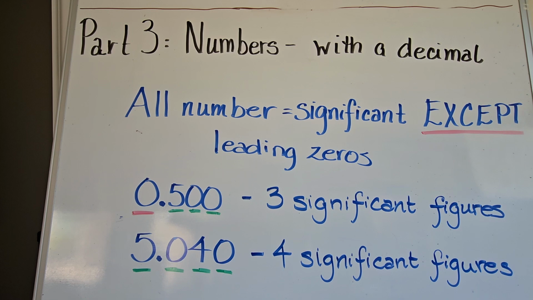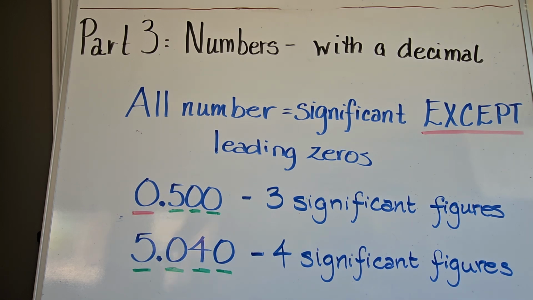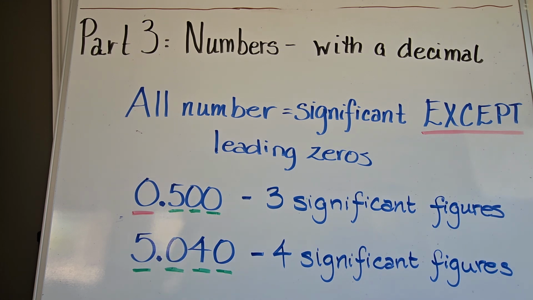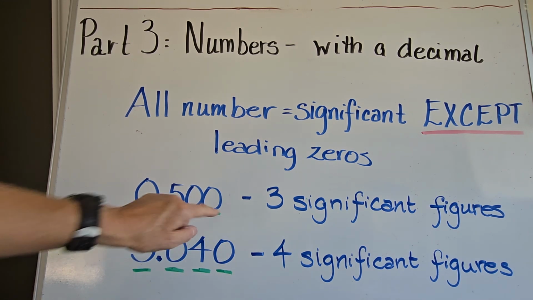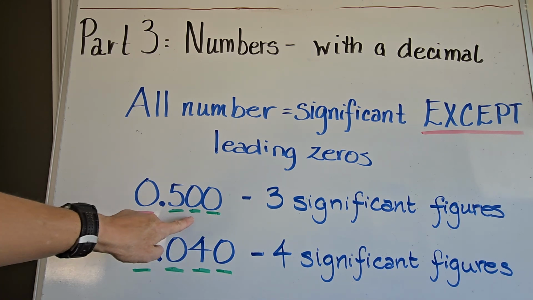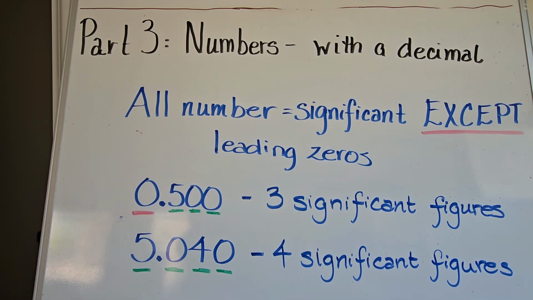Our first example right here, notice it's 0.500. I went ahead and underlined our digits as significant and not significant. Notice this 0 comes before our first non-zero number. It is a leading 0 in a decimal number, so it is not significant. You're going to want to say, oh, these are trailing, so they're not significant either. With a decimal number, these become significant. So this number actually has 3 significant figures.